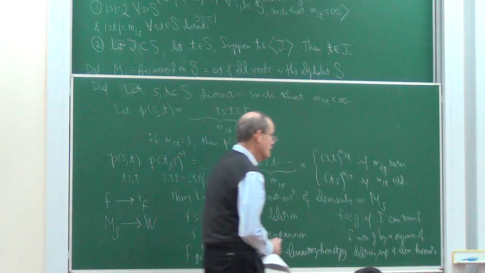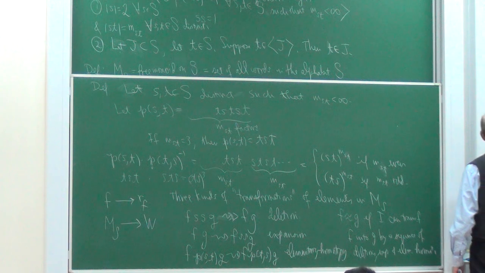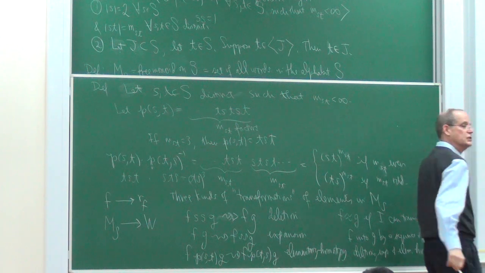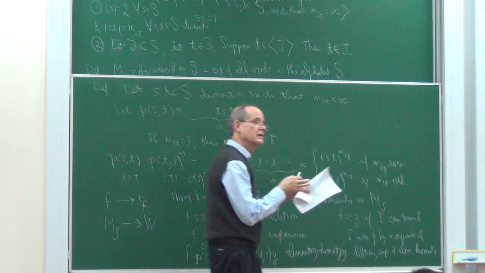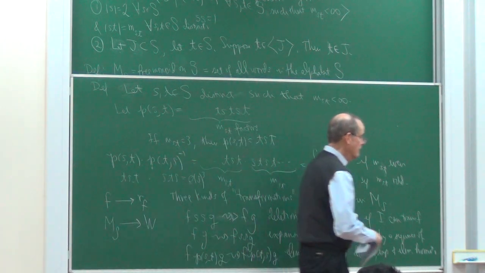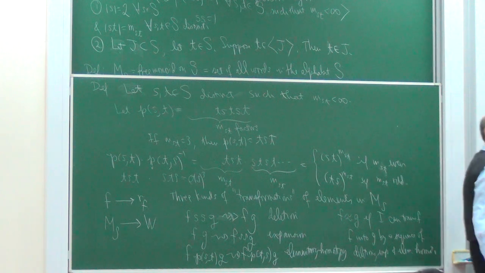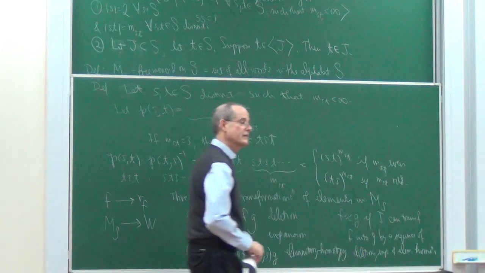And our next observation is that if F is equivalent to G, so if we have two words in the generators which are equivalent in this sense, then they have the same image in the Coxeter group. Let's see why this is true.